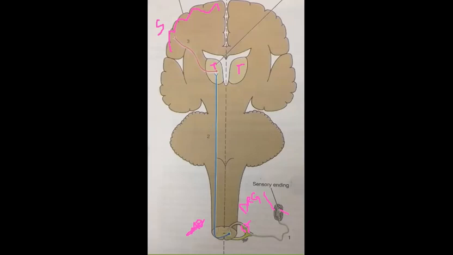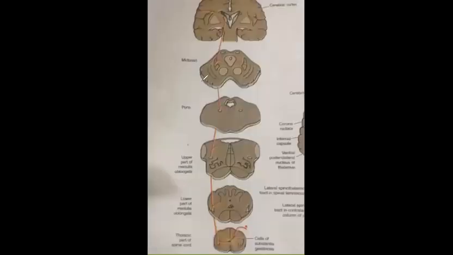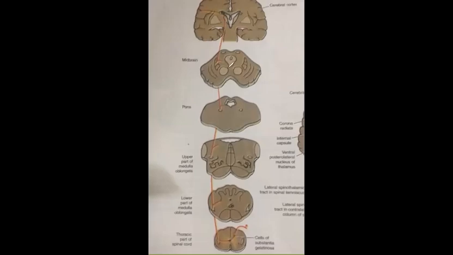Okay, so now if we cut this portion into sections, like we take one section from the midbrain, one section from the pons, one section from the medulla oblongata, and one section from the thoracic segment, and we study it that way, we have this another picture.